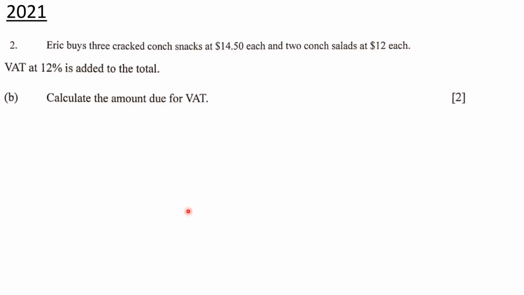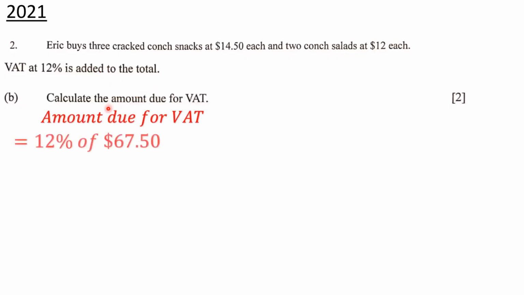Let's move on to the next question. It says Eric buys three crack cone snacks at $14.50 and 2 cone salads at $12 each. VAT, or value added tax, at 12% is added to the total. Calculate the amount due for VAT. Notice that VAT is 12% of the total. What is the total? The total is $67.50.